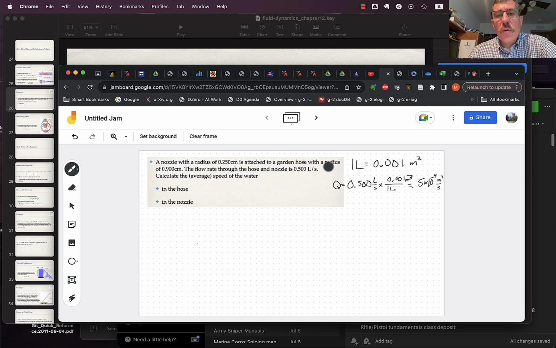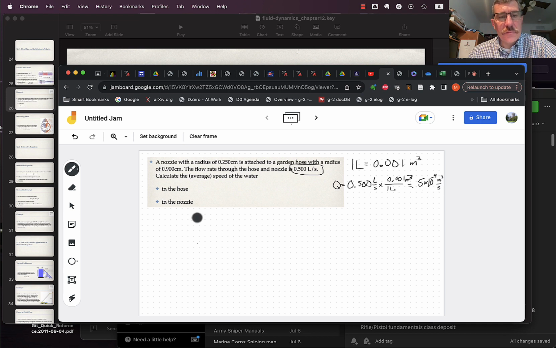Okay, so we have a volume flow rate, 0.500 liters per second. But of course, liters per second isn't our standard units because it's volume per time, and we typically measure volume in cubic meters. So over here, since I knew I was going to have to convert, I went ahead and did the conversion for the volume flow rate. So 1 liter is 0.001 cubic meters. So you do the conversion, and our volume flow rate is 5 times 10 to the minus 4 cubic meters per second.